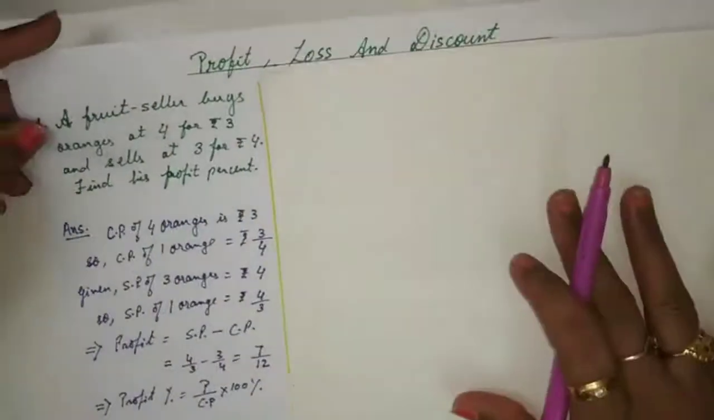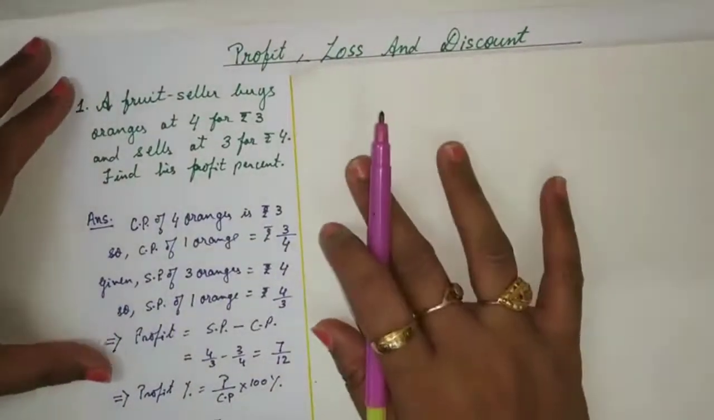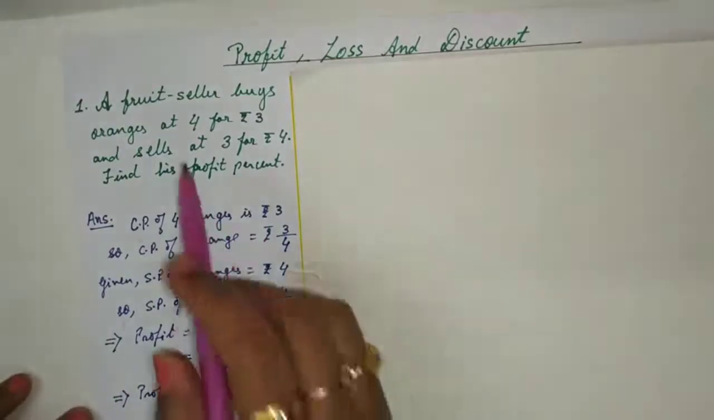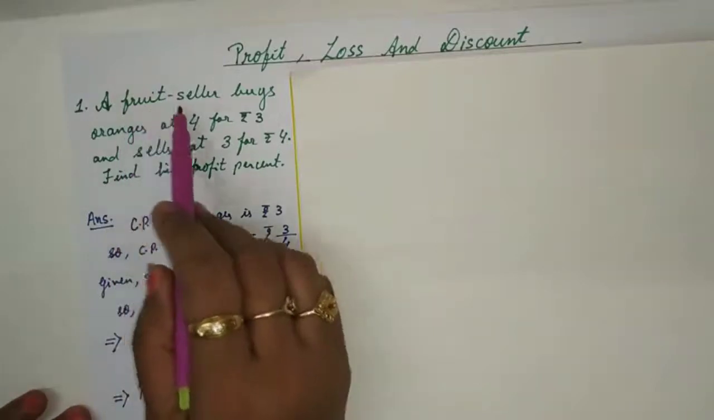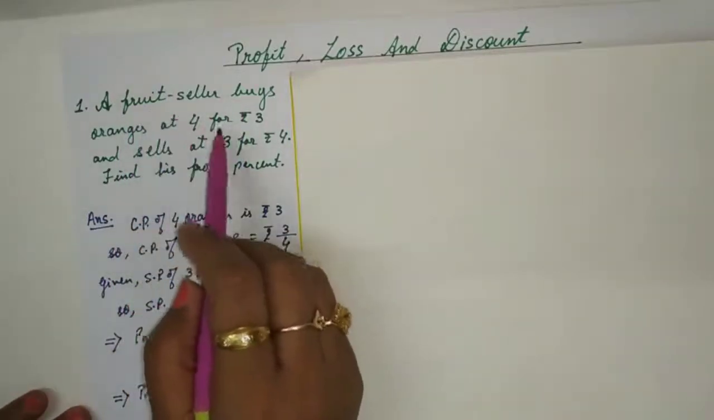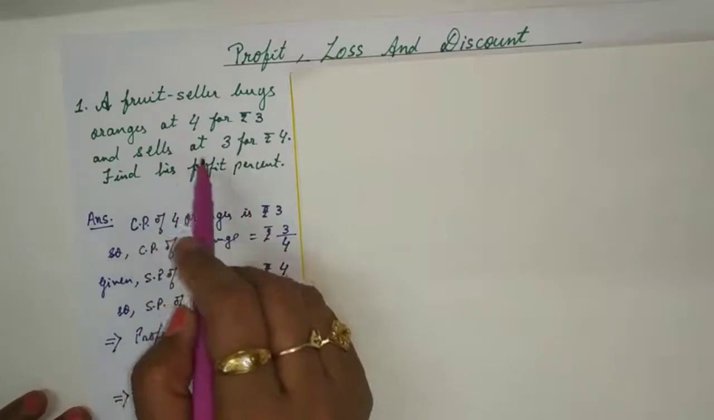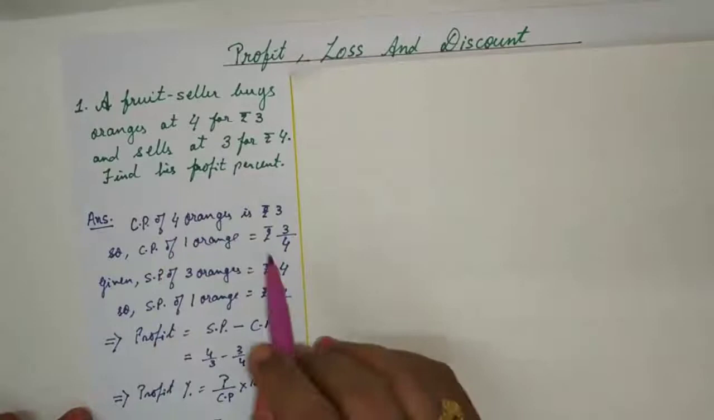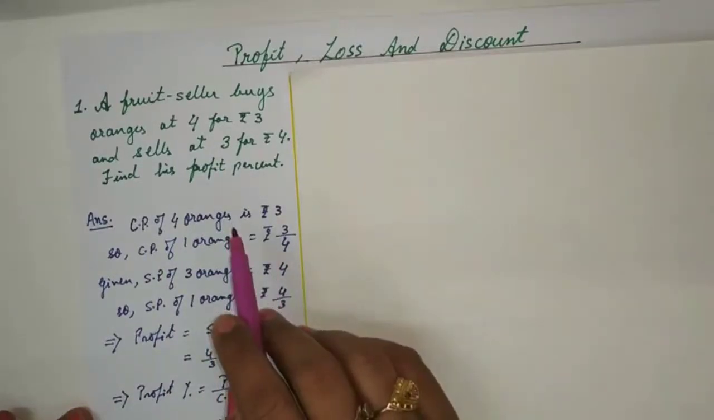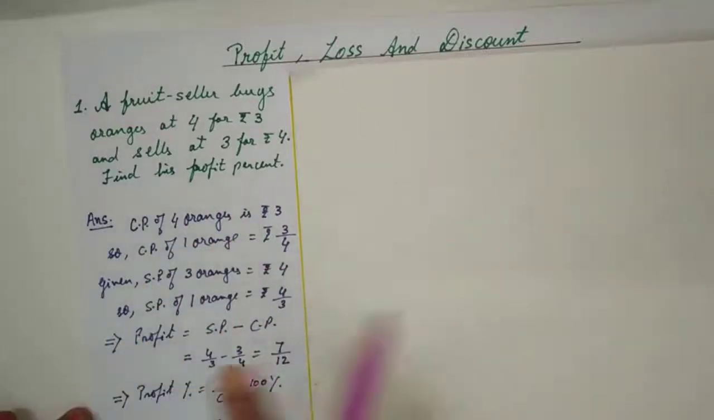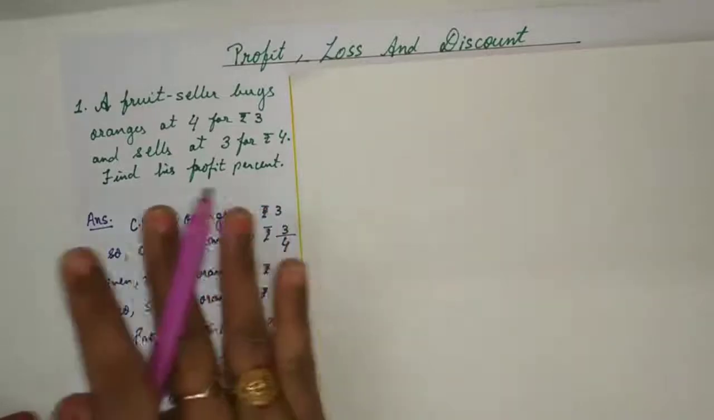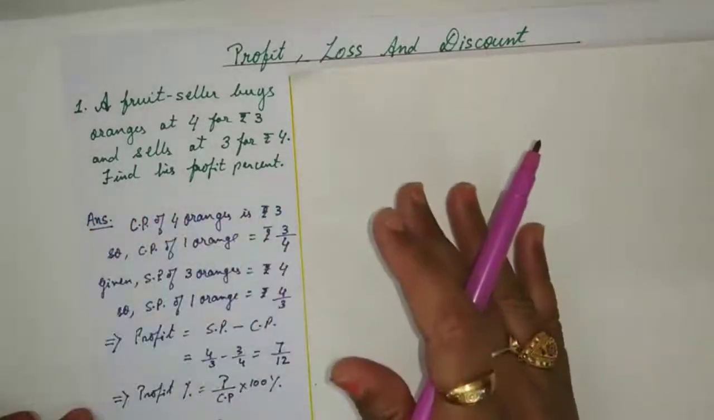And the first type of question that I have written down here is this, and I have covered the other two halves so that you don't have any confusion. And the first question says that a fruit seller buys oranges at 4 for rupees 3 and sells at 3 for rupees 4. Find his profit percent. You have to keep one thing in mind here, that if it is a profit percent or a loss percent, the number of articles should be same. You cannot compare the selling price of 10 articles with the cost price of 20 articles.